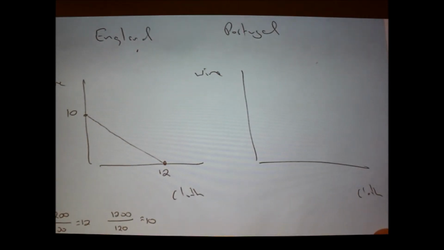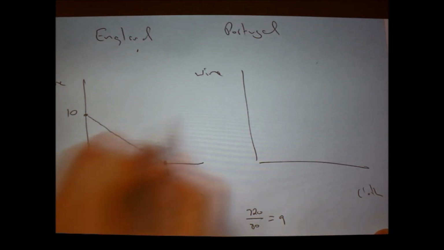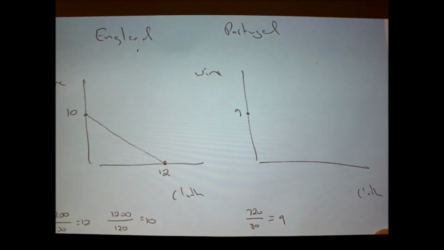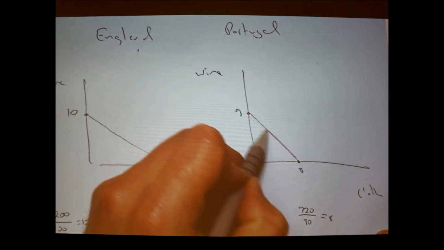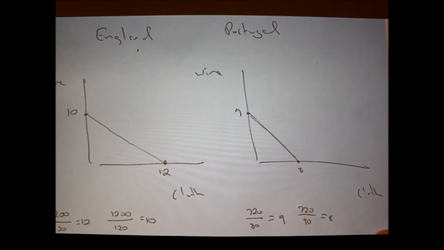Now let's do the same thing for Portugal. They have 720 workers, and they can produce wine with 80 workers. So if they use all their workers to produce wine, they can produce 9 units. And if instead they use all 720 workers to produce cloth, given it takes them 90 workers to produce cloth, they can produce 8 units. Okay, so these are what the PPCs look like.